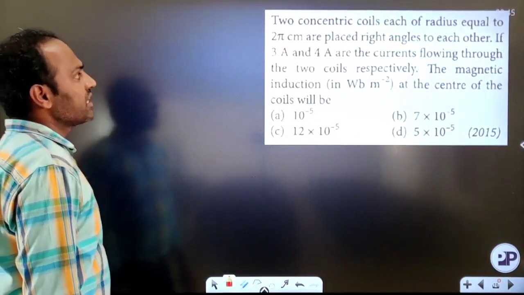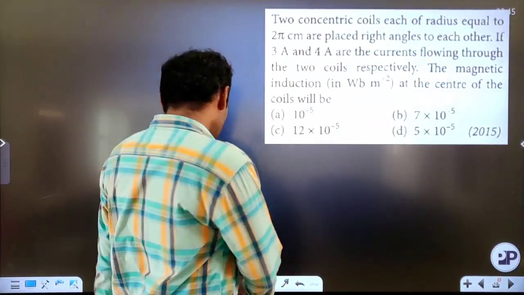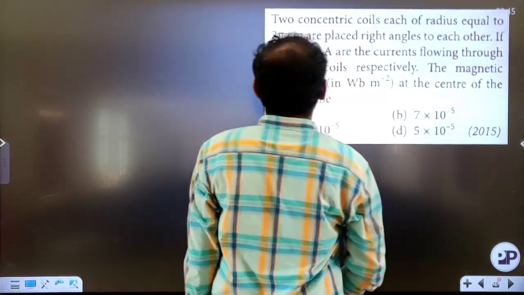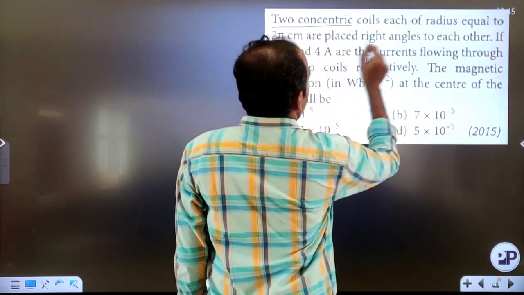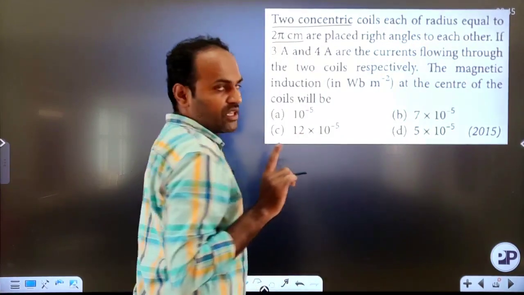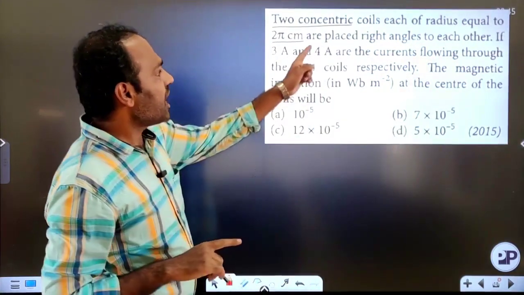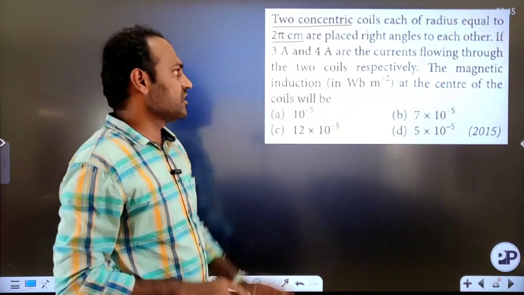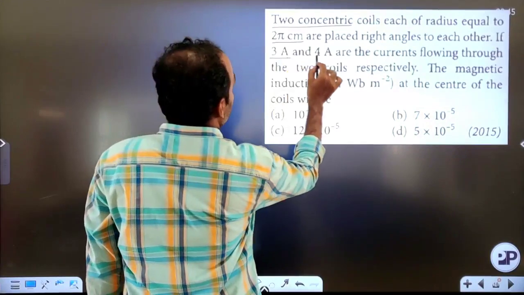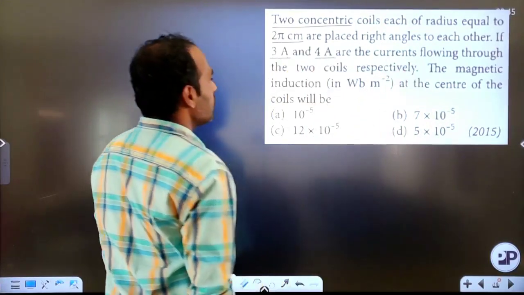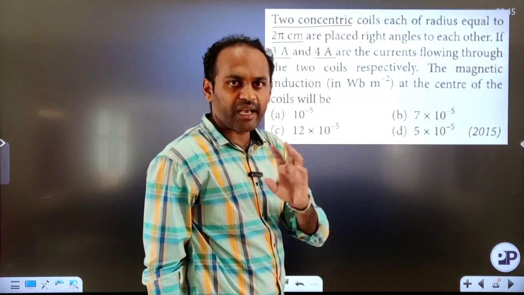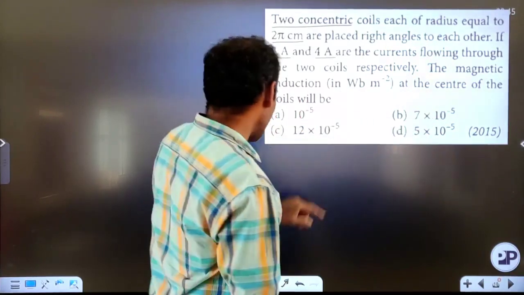See, two concentric coils are there, each of radius equal to 2 pi centimeter. The radius of both coils is the same, 2 pi centimeter, and they are placed at right angles to each other. If 3 ampere and 4 ampere are the currents flowing through the two coils respectively, the magnetic induction or magnetic field at the center of the coils will be.